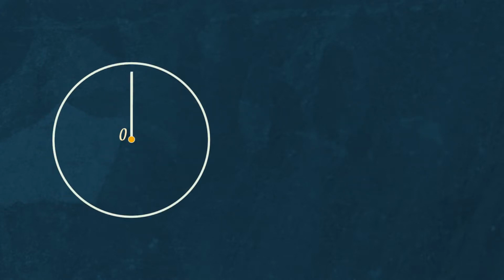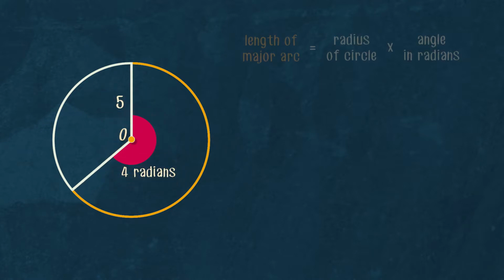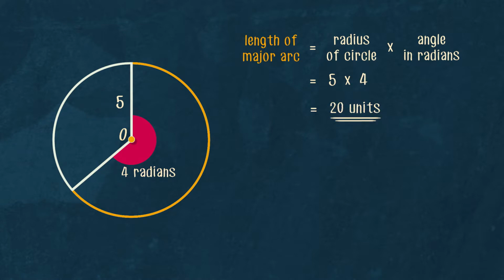Let's look at this circle with a radius of 5 units. Inside this circle, there is an angle of 4 radians and an arc formed by the angle. Now, how can we find the length of the arc? The radius is 5 units and the angle subtended by the arc is 4 radians. So the length of the arc is 5 units multiplied by 4 radians, which is equal to 20 units.